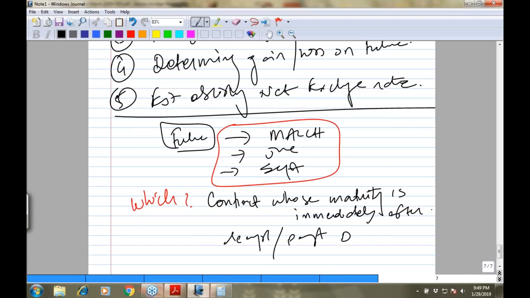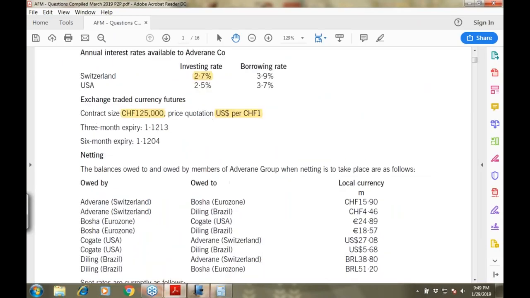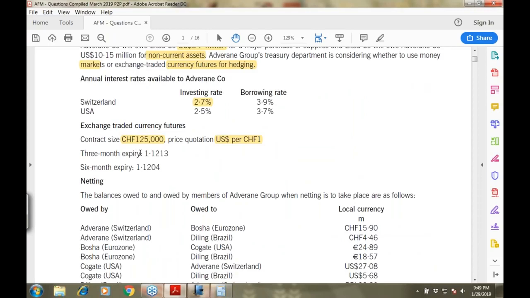Receipt/payment date. So always remember the contract whose maturity is after the receipt or the payment date. You will always opt for those contracts. So if I talk about this specific scenario, we are being given the exchange traded future contract. It says CHF 125,000, price quotation USD per CHF. So the contracts are for Swiss francs 125,000, and the price quotation for each contract is given as USD per Swiss franc.